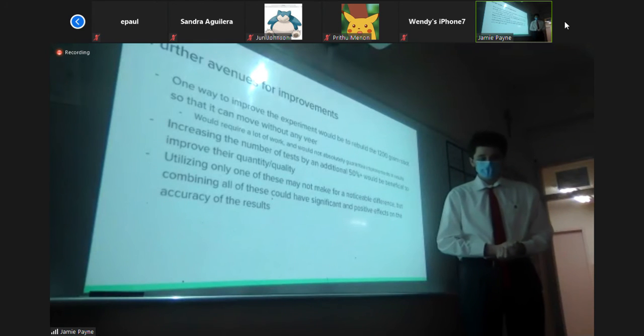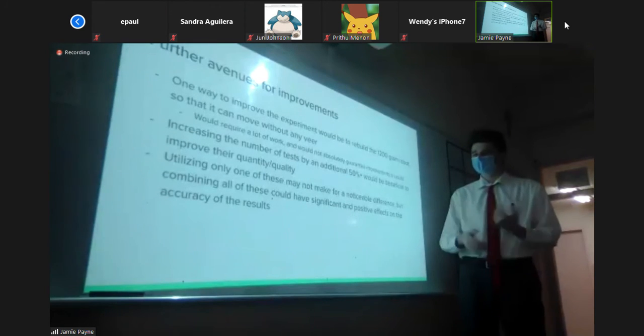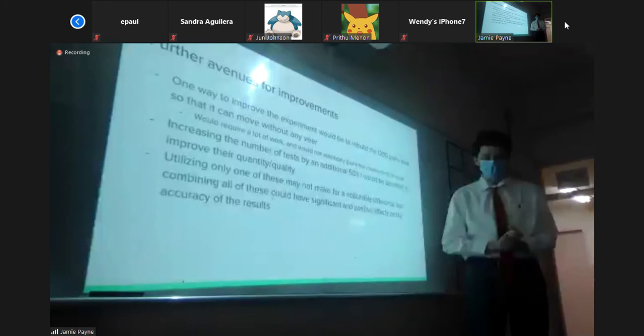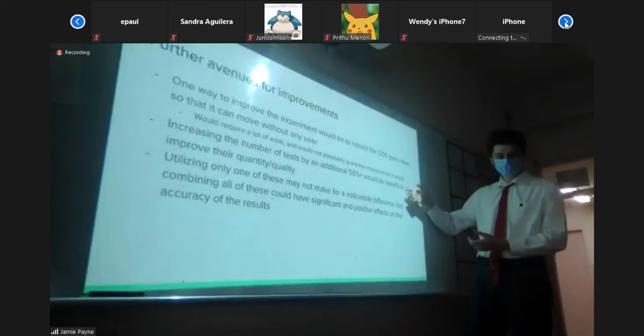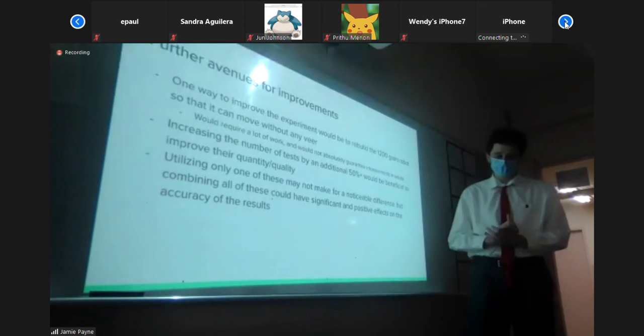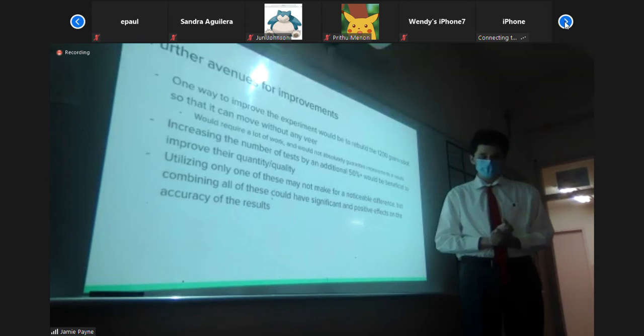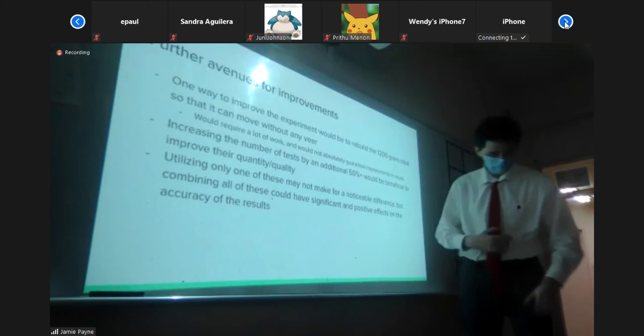Increasing the number of tests by 50% or more can also be beneficial to improve their quality. And well, finally, utilizing only one of these techniques may not make for a noticeable difference, but combining these two could have significant and positive effects on the accuracy of the results.